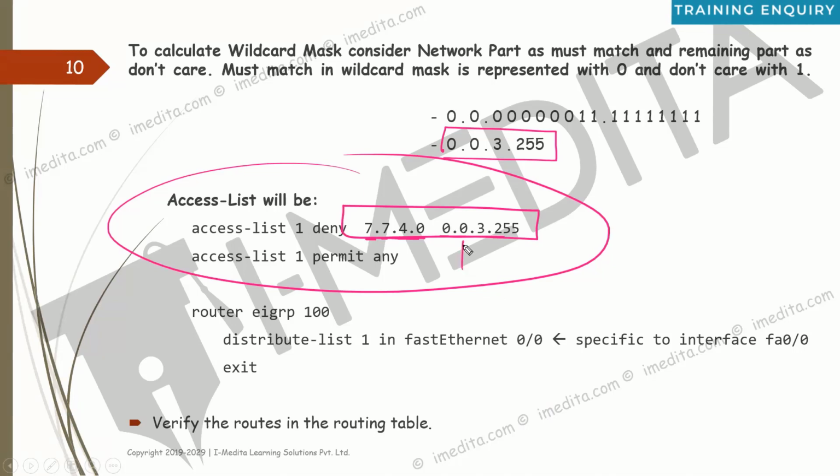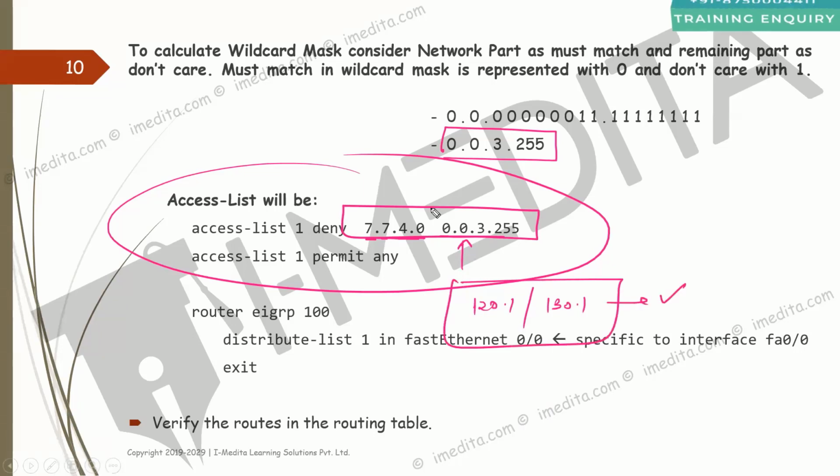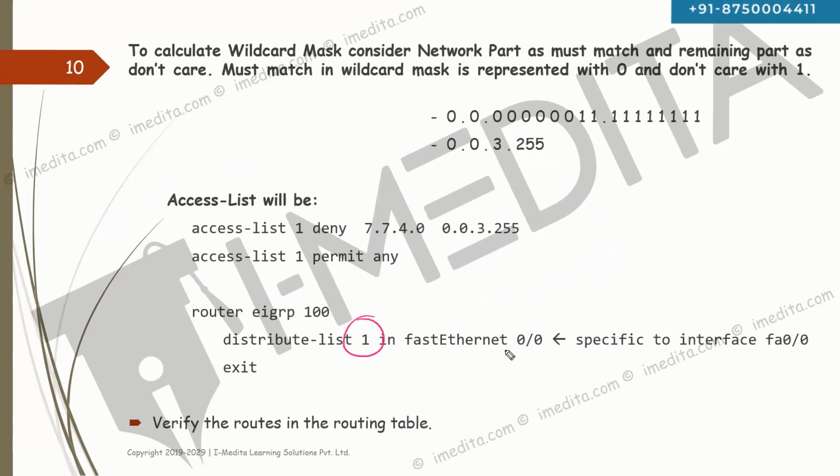You can apply the same logic for your 120 prefixes. You can apply the same logic for 130 prefixes. You can apply the same logic for any subnet that you want to match with the help of the access control list. We can also apply the distribute list in one direction.